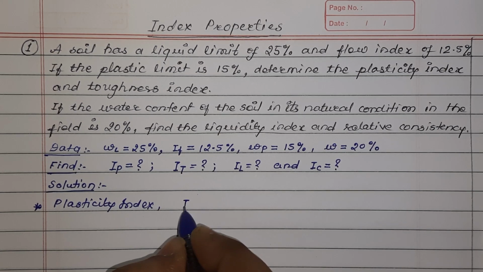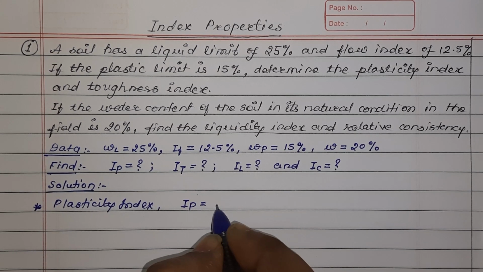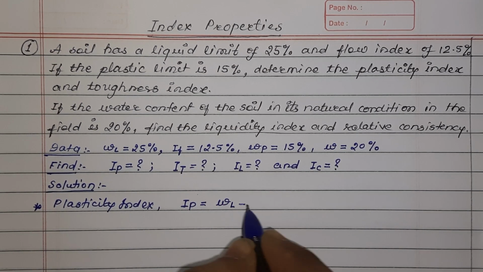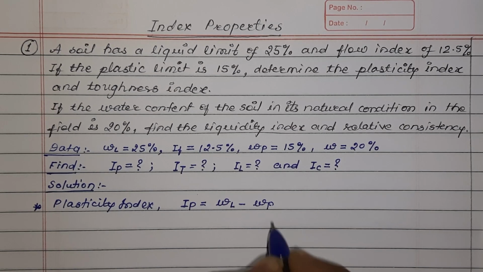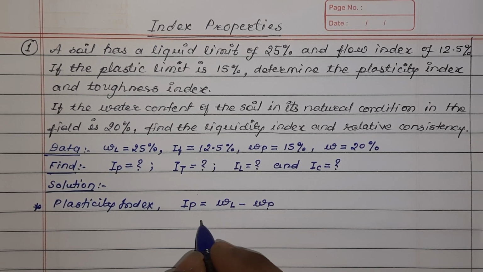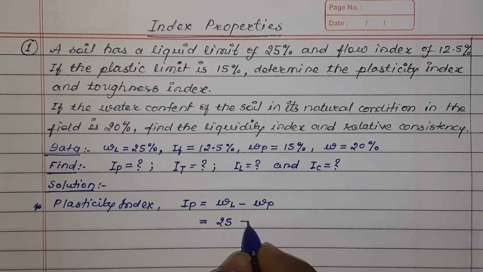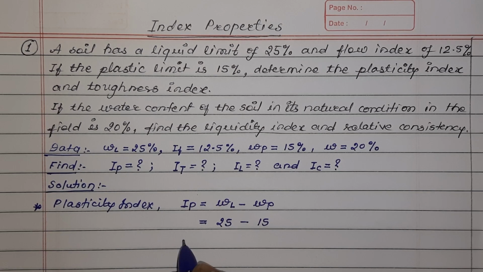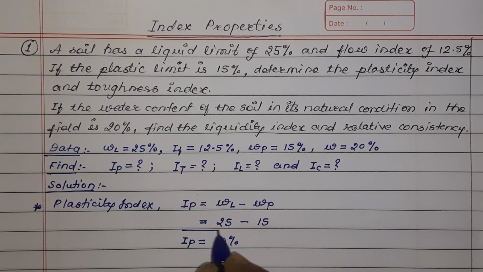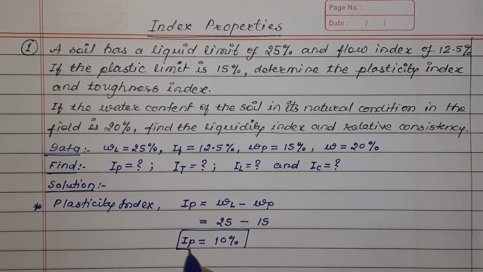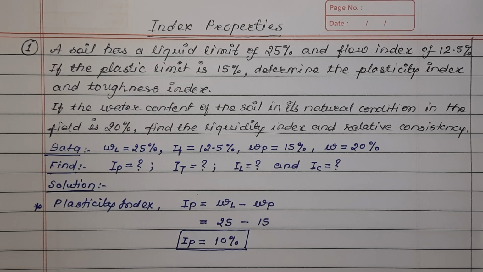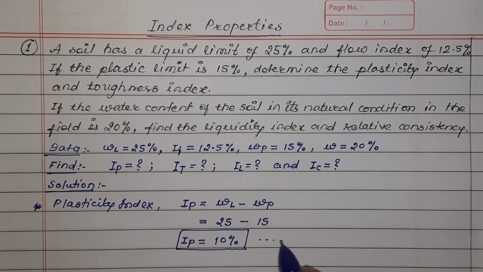It is given by IP equal to WL minus WP, where WL is 25% and WP is 15%. Thus, IP is equal to 10%. This is our answer number 1.